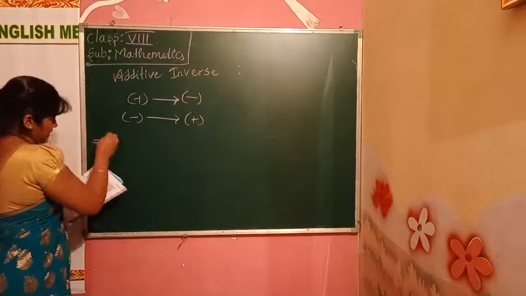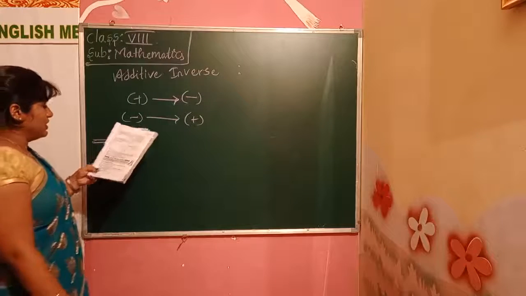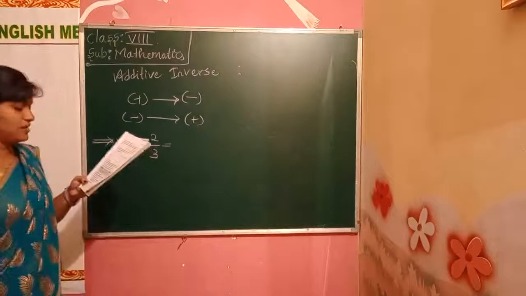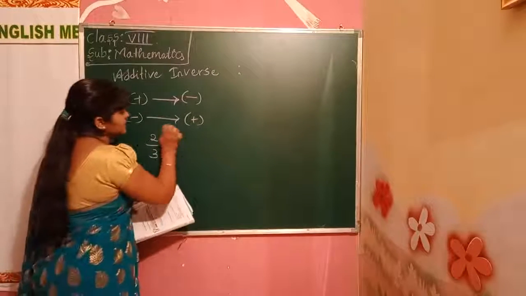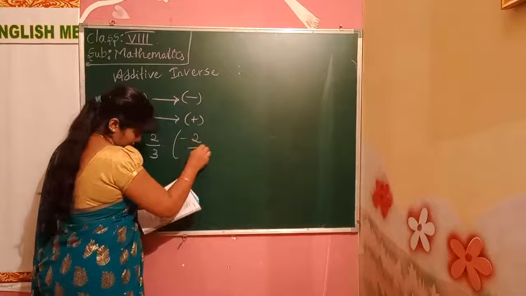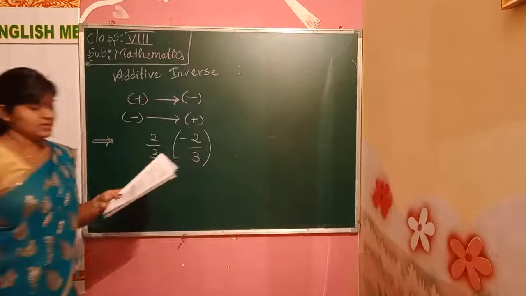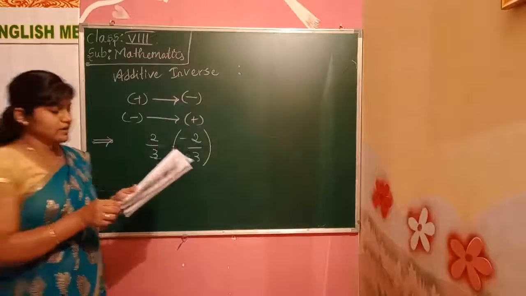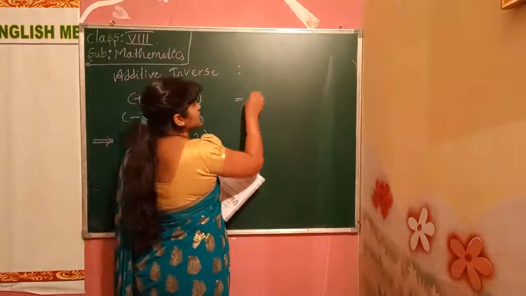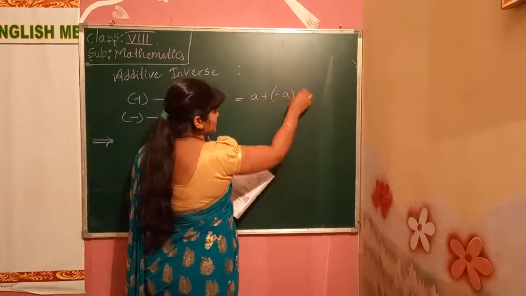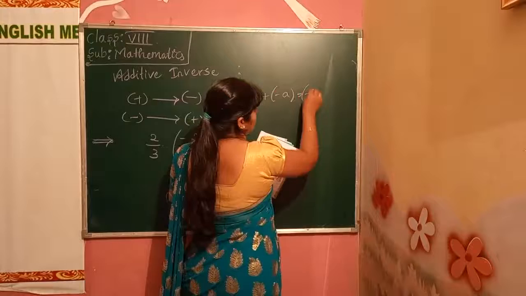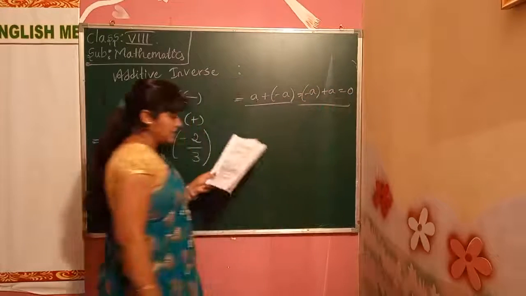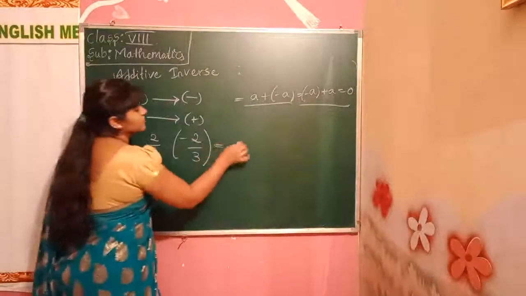Now, the example for you: they give a rational number like 2 by 3. Make the additive inverse of this number. What is the additive inverse of this one? Minus 2 by 3. The additive inverse of that one is minus 2 by 3. Understood now? The statement for this is a plus minus a is equal to minus a plus a is equal to 0. Whatever we do, the answer will be 0.